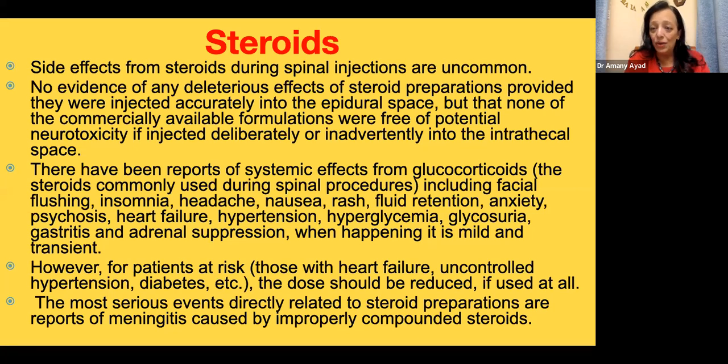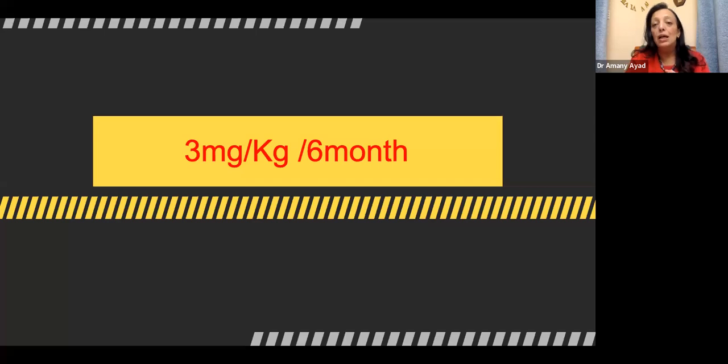When the patient is at risk, you need to take more safety precautions. Like what? Like patients with heart failure, hypertensive, diabetics, the obese, the elderly. You have to be more cautious in those patients. I'm stating here a dose of 3 milligram per kg per 6 months, because it took me some time to dig in the literature, and I found this formula in one of the very old books. This is our dose limit for triamcinolone or Depo-Medrol per kg per 6 months.